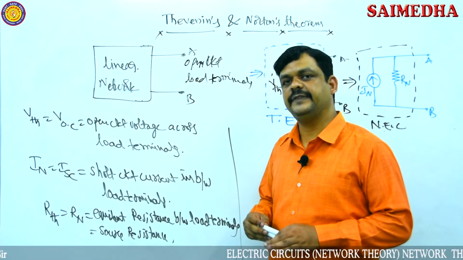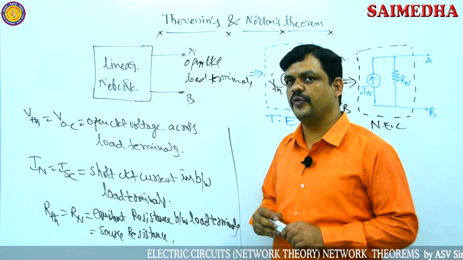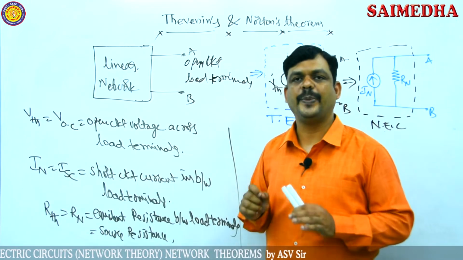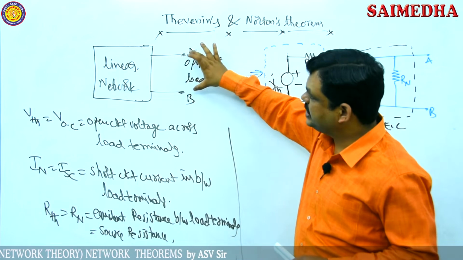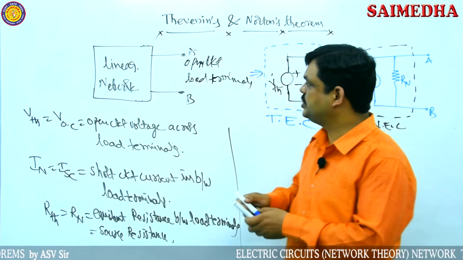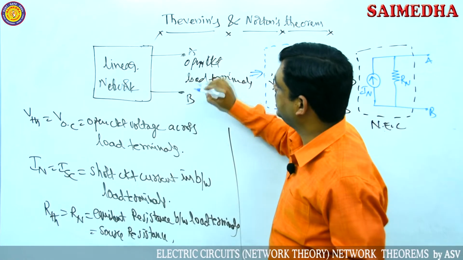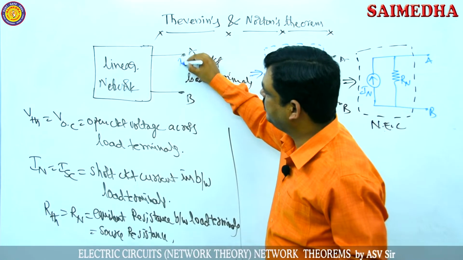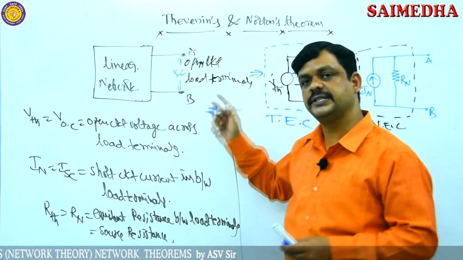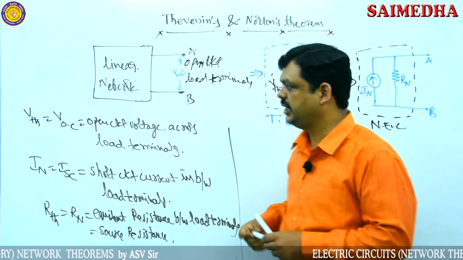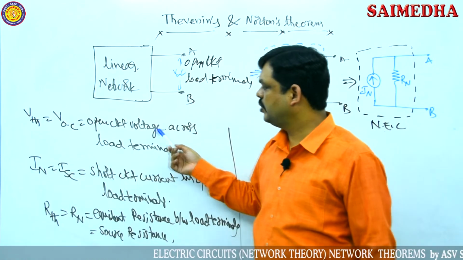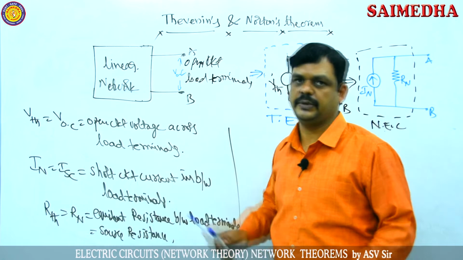Now VThevenin is nothing but VOC, the open circuit voltage across the load terminals. Here the voltage across these two terminals acts as VOC, the voltage between these two terminals. So VTH is also called VOC, open circuit voltage across load terminals.